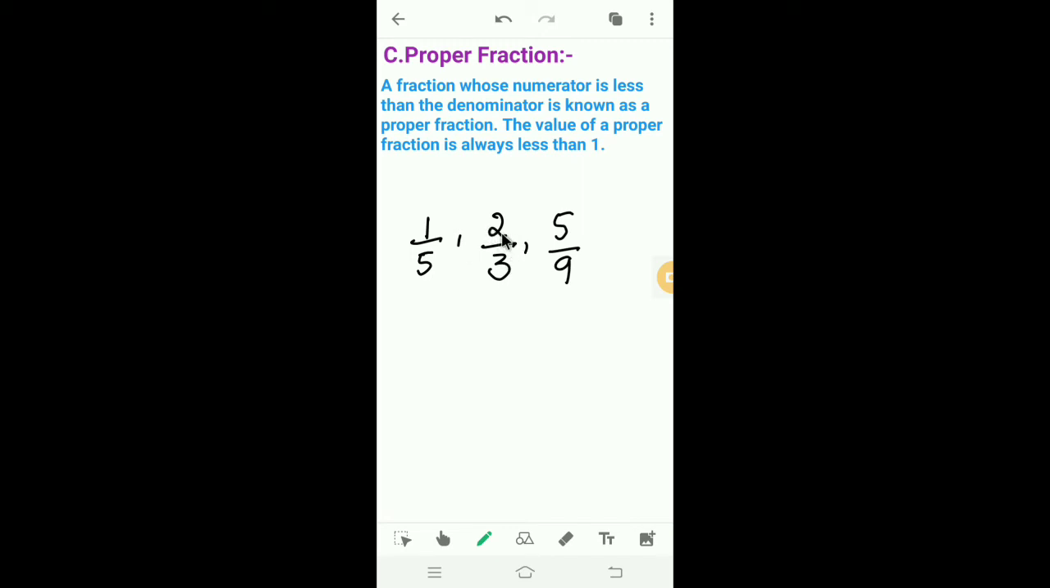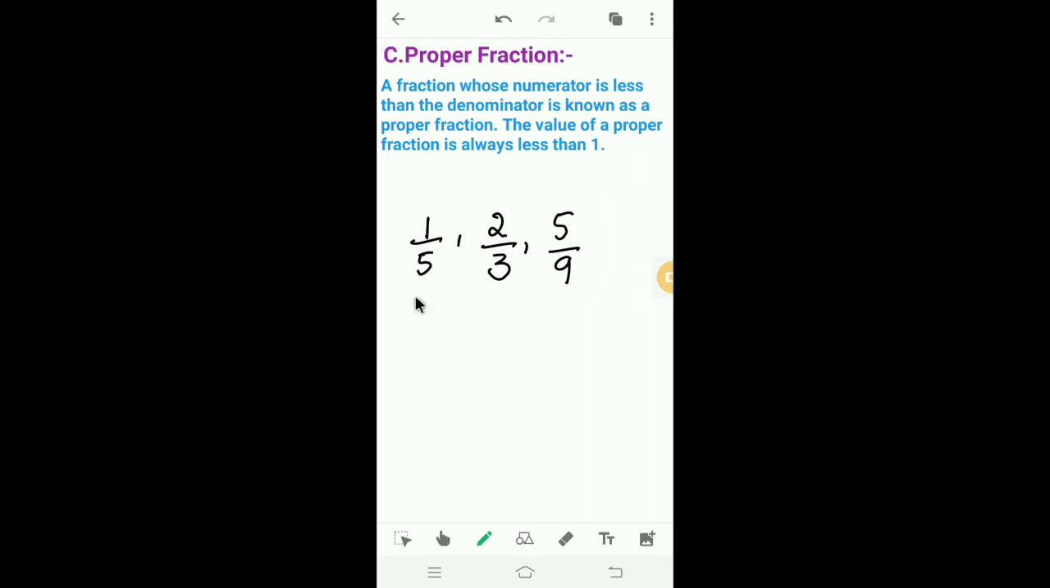2 by 3. Here 2 is the numerator and 3 is the denominator. Here also numerator is less than the denominator. 2 is less than 3. In 5 by 9, 5 is numerator and 9 is denominator. Here also 5 is less than 9. That means numerator is less than denominator.